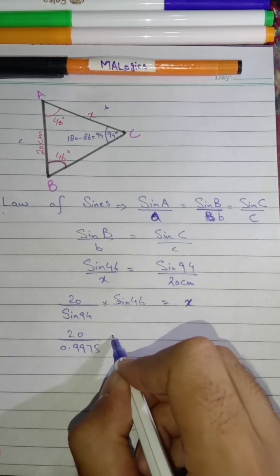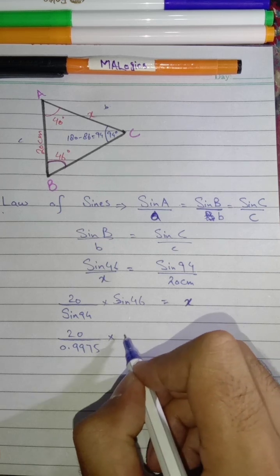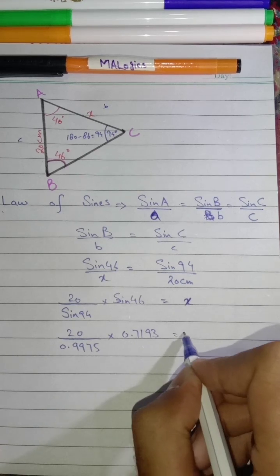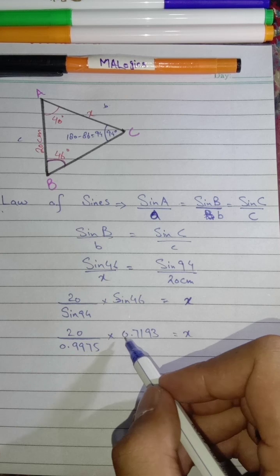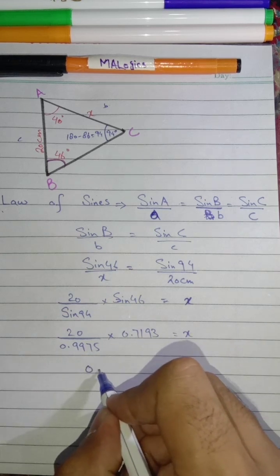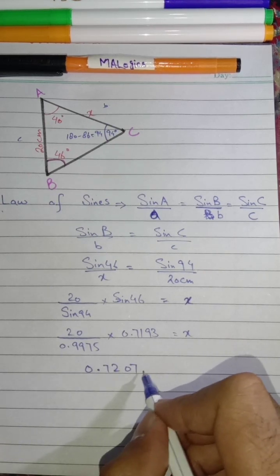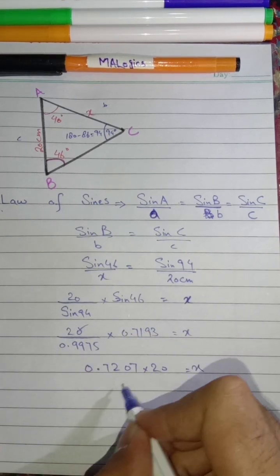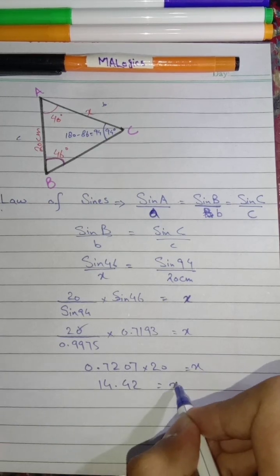So 20 over, after calculating the value of sine 94 from the calculator, the value is 0.9975, multiplied with sine 46, equal to 0.7193. By dividing this and multiplying with 0.7193, the final answer will become 0.7207 multiplied with this 20. The final answer will become 14.42.